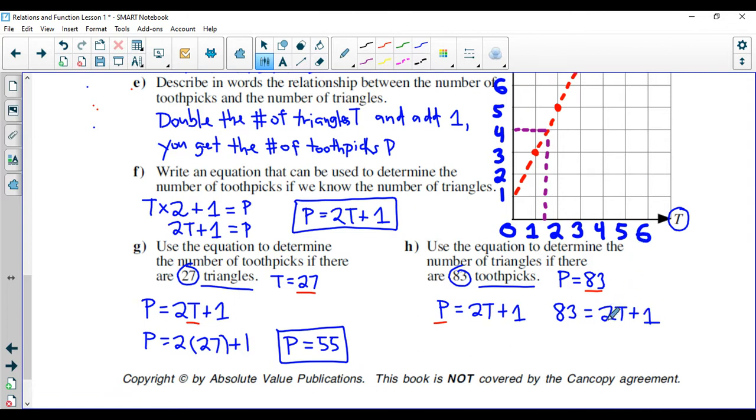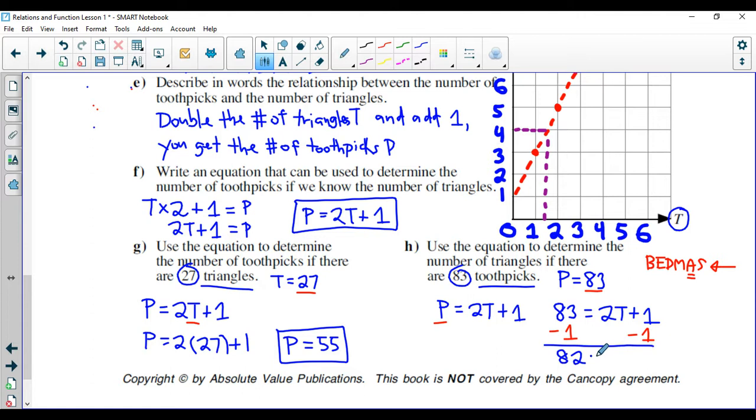So in terms of what you do first, do you deal with the 2 or the positive 1? Well, look at the order of operations acronyms, like BEDMAS: brackets, exponents, division, multiplication, addition, subtraction. The reverse order of operations would tell you to go in the opposite direction. So the thing we have to deal with first is the number that's being added to T. I want to get rid of that plus 1. To do that, I would subtract 1 from both sides of the equation.